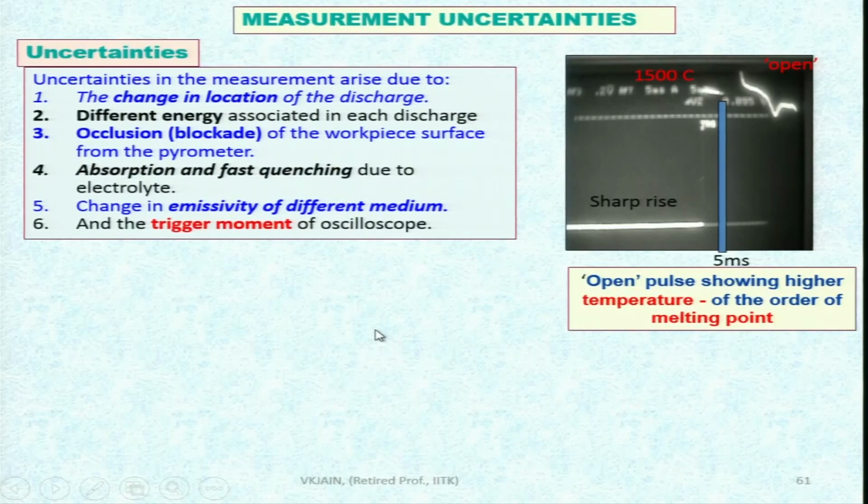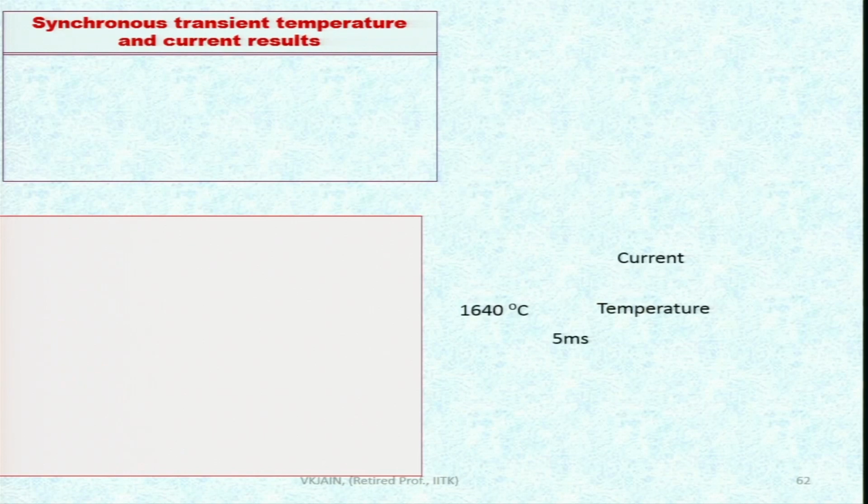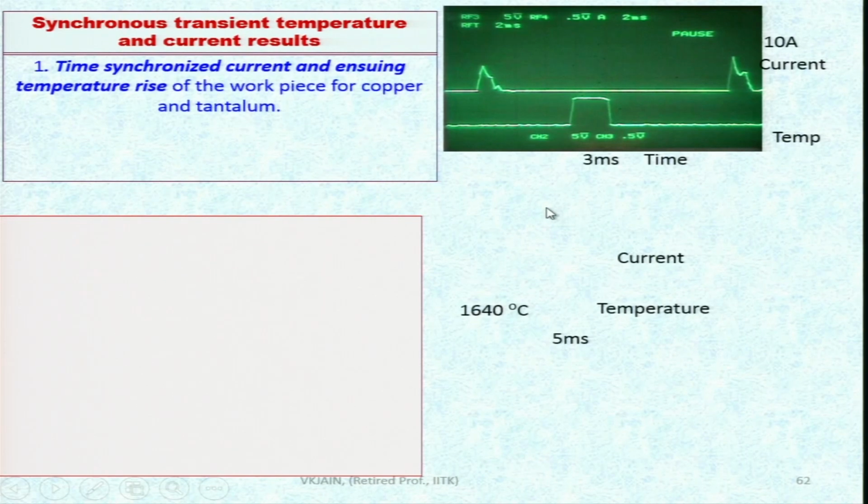Open pulse showing higher temperature of the order of melting point of the workpiece material. Synchronous transient temperature and current results. You can see here this is the current wave and this is the temperature rise at that particular location, and definitely here is the sparking taking place. Measurement takes certain time. So, here is the measurement of the temperature.